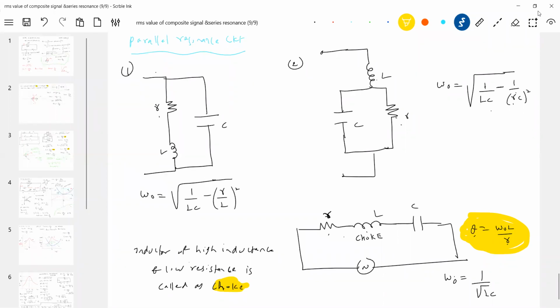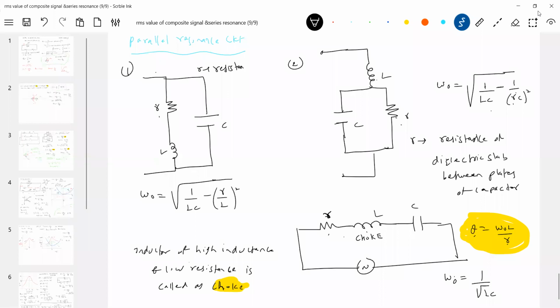Now come for this. What is this small r? This small r is nothing but the internal resistance of the coil. Now come for this. What is this R? Resistance of the dielectric slab between the plates of the capacitor. So here this R has a lot of meaning. And what is the smaller r here? Internal resistance of a coil.